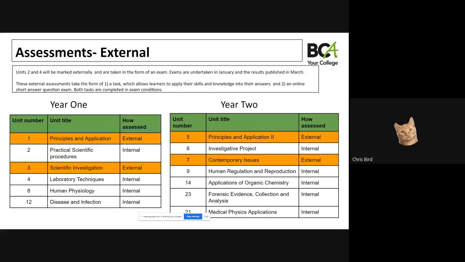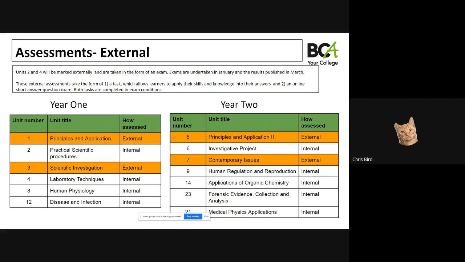So the external assignments basically are exams. So in your first year, you do Unit 1, which is Principles and Application and Scientific Investigation. And in your second year, you do Principles and Application 2 and Contemporary Issues. So basically, you sit your exams in January and you get your results in March, and you have the chance to resit them in June if you want to go for a higher grade. And they account for around 33% of your overall qualification grade.